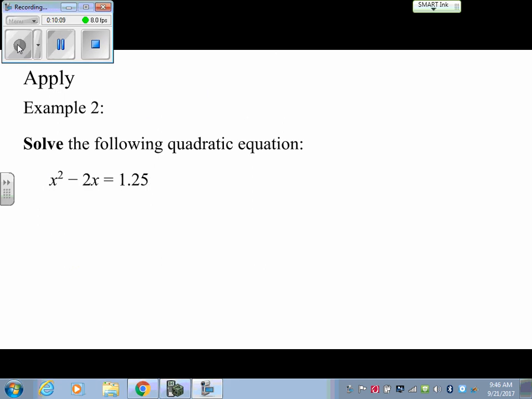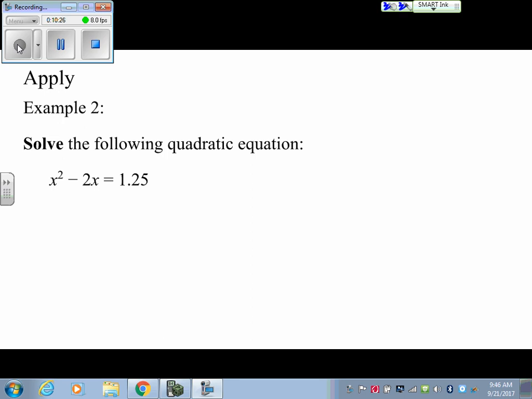For our second example, we have x squared minus 2x equals 1.25. So here's another reason why we might want to use the quadratic formula when you don't have whole numbers. It's not to say that you couldn't possibly factor it, but it's not factorable using the techniques that we've looked at where we use whole number factors.